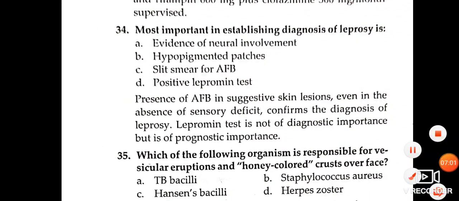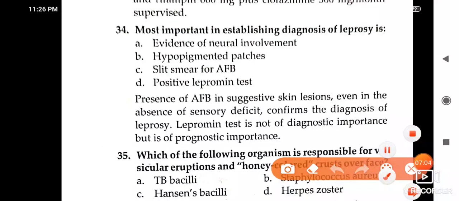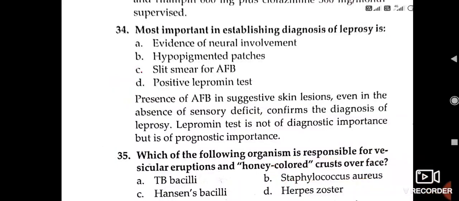Most important in establishing the diagnosis of leprosy is slit smear for AFB. Presence of AFB in skin lesions, even in the absence of sensory deficit, confirms the diagnosis of leprosy. Lepromin test is not of diagnostic importance but of prognostic importance. Okay.